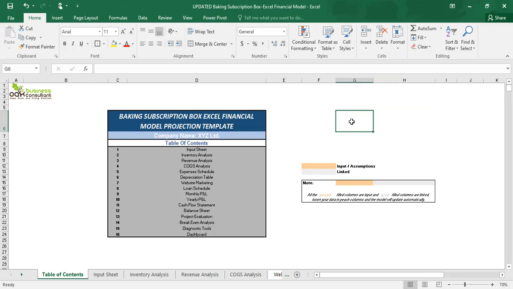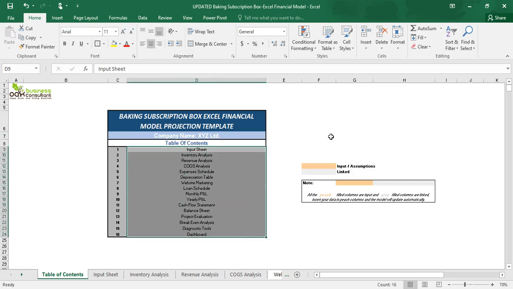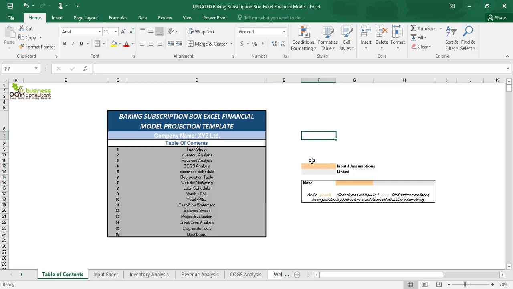Today we are back with a new model, Baking Subscription Box Excel Financial Model. In order to review this model, we are going to go through these different sheets. But before we review this model, please note that these P cells represent the assumption cells and these gray cells represent the link cells.